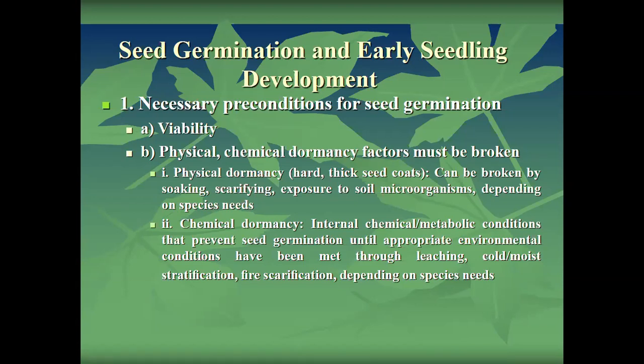Sometimes exposure to soil microorganisms, that's of course dependent on the species needs, all right. So all of these things must be broken: physical dormancy and sometimes chemical dormancy, which is the internal chemical metabolic conditions that prevent seed germination until appropriate environmental conditions have been met through things like leaching, cold moist stratification, fire stratification, depending on the species needs, all right?